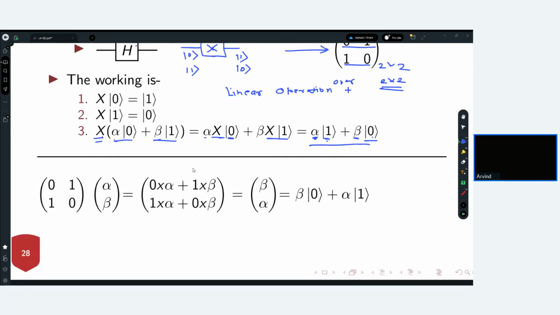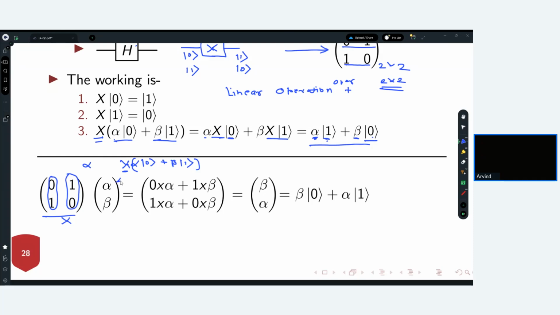So let us see how the Pauli X gate is applied using matrix multiplication. What we are going to do is apply the Pauli X gate on a superimposed state like alpha times state 0 plus beta times state 1. The matrix corresponding to the Pauli X gate is this, where the first column has the elements 0, 1, and the second column has the elements 1, 0. So this is the matrix for the Pauli X gate.